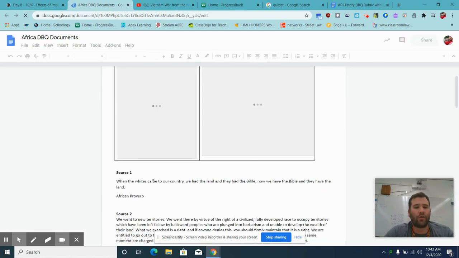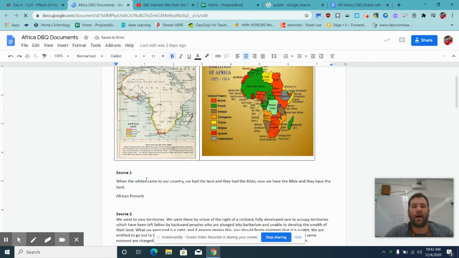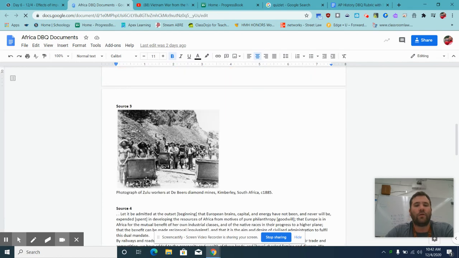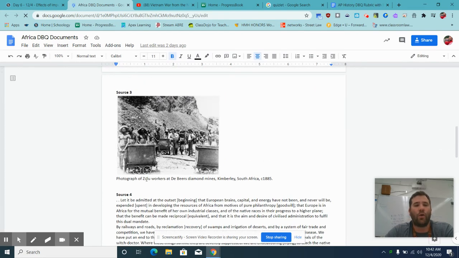You might quote from source one. "When the whites came to our country, they had the land, we had the Bible. Now we have the Bible and they have the land." You may want to quote from that or paraphrase that. Same thing with source 2 or source 3, right? Now, source 3 is a picture, so obviously you can't quote from a picture, but you can say something about it. In source 3, it shows native Africans being used to work in diamond mines.